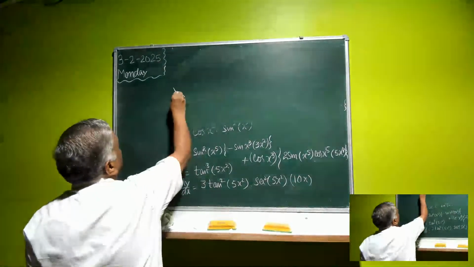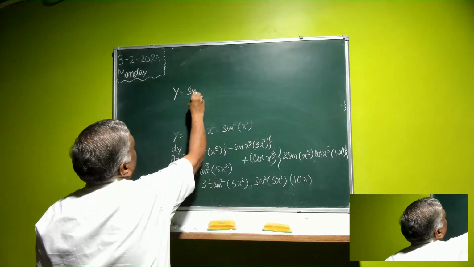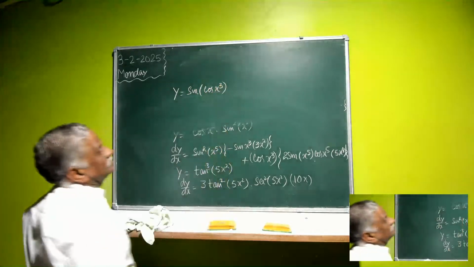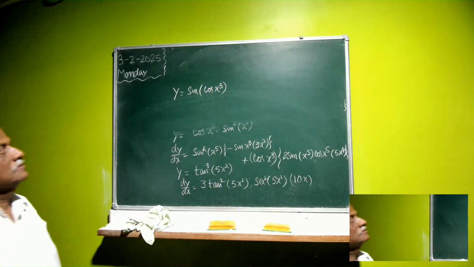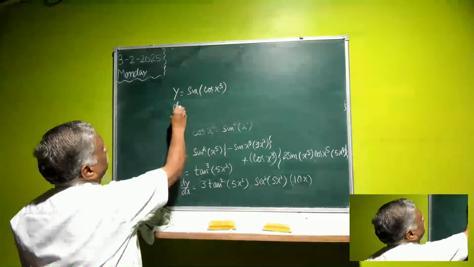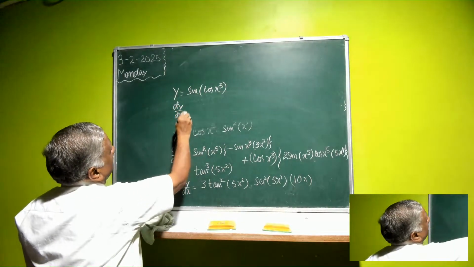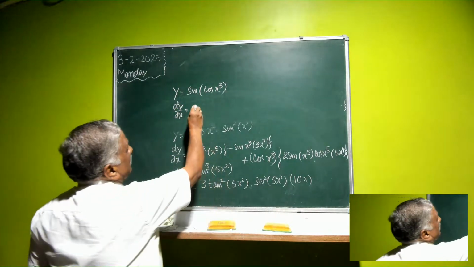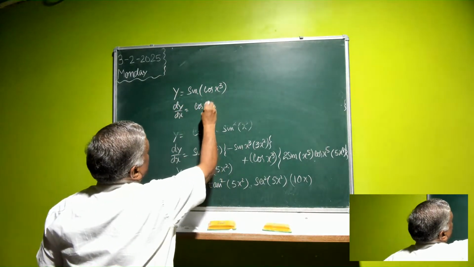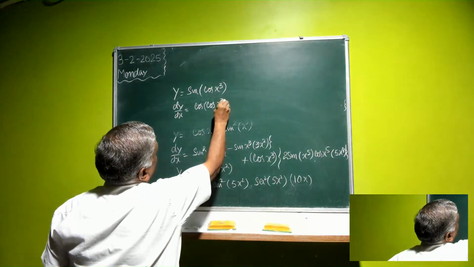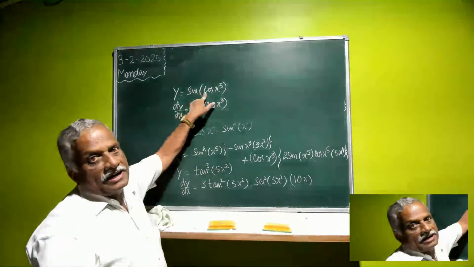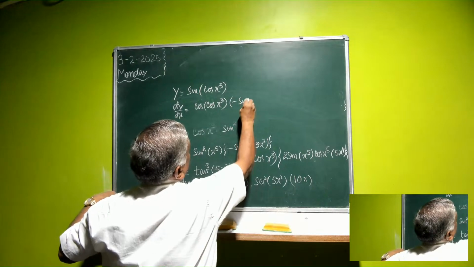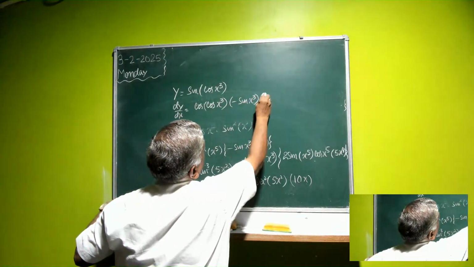Y is equal to sine of cos x cube. So again, it is not a product rule problem. It's only chain rule. So first differentiate sine. You get cos of cos x cube. And just enter inside and differentiate cos. Cos is minus sine x cube. Then you should differentiate x cube.